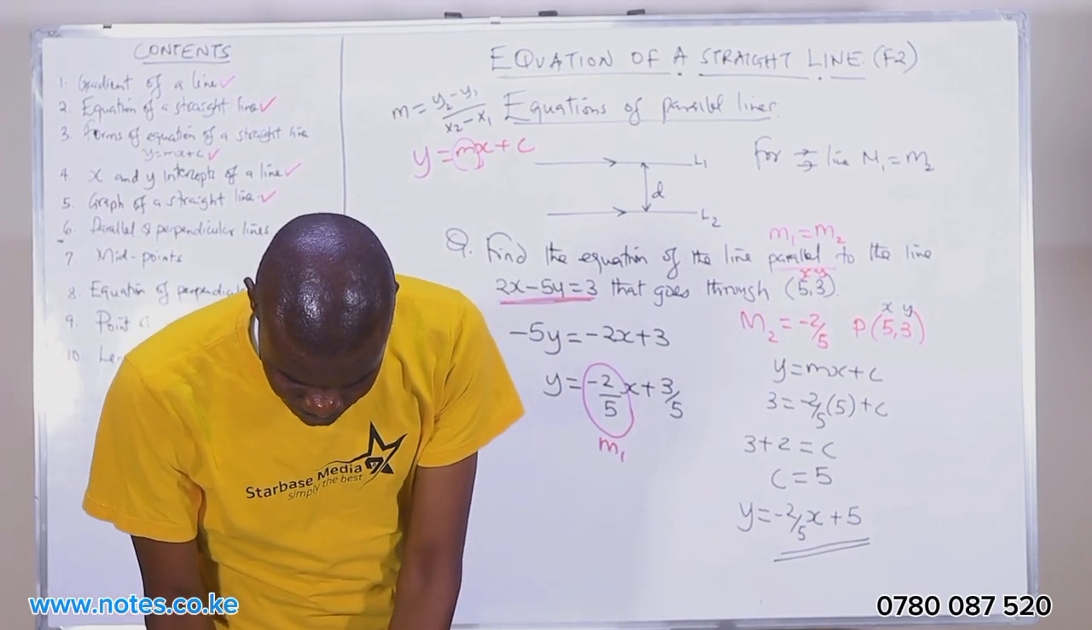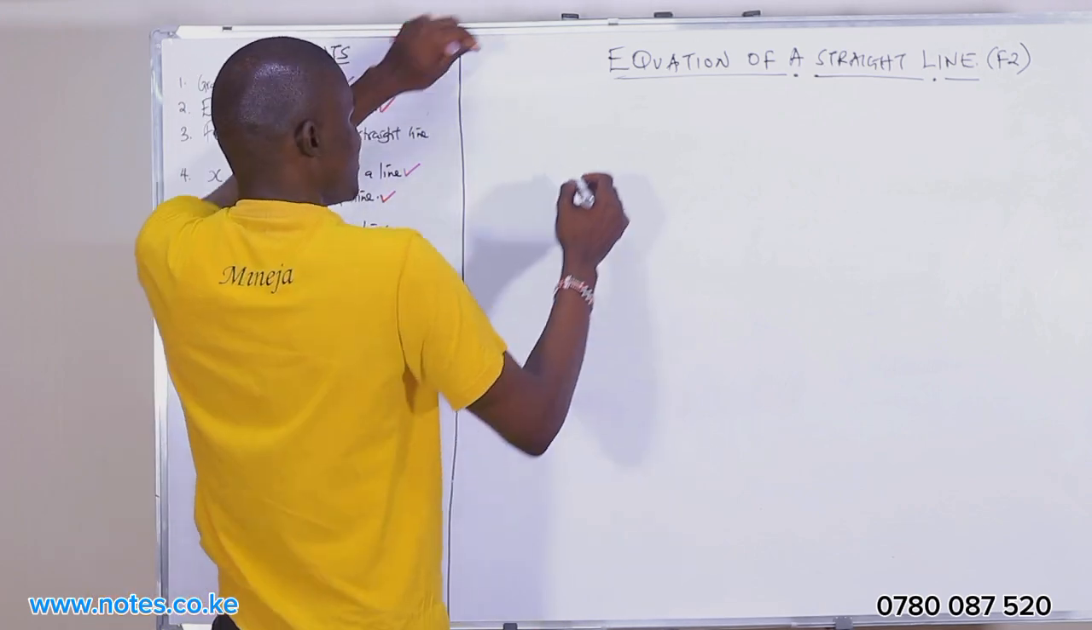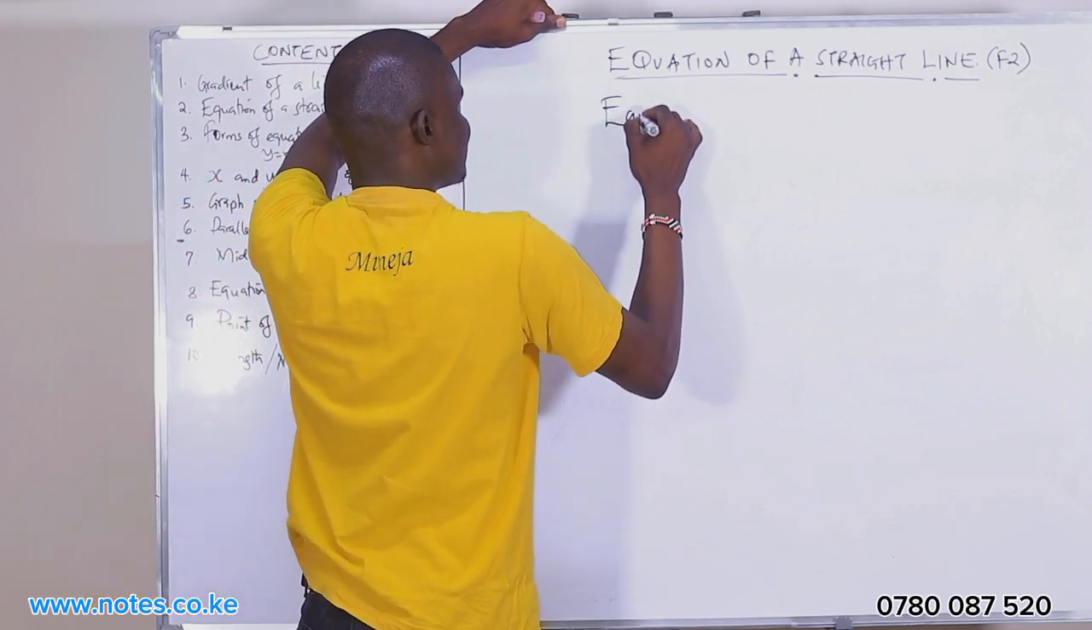Let us move on. And then moving on to the next point is the equation for perpendicular lines.